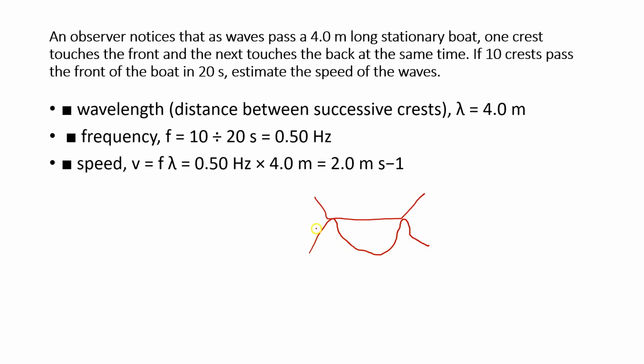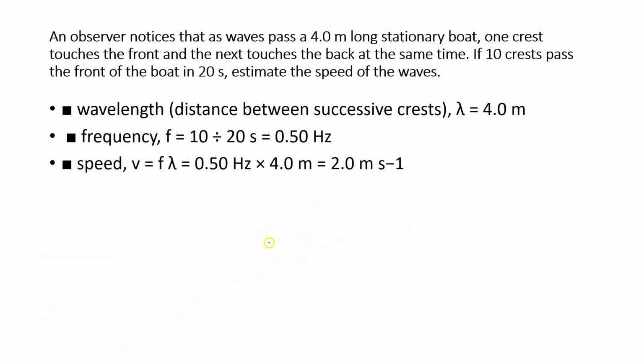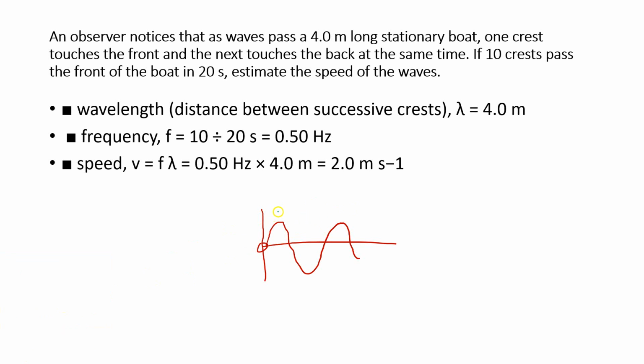Let me just draw the wave by itself first. So this is our wave oscillating like this. I'm drawing my axis like this. That's my 0 point. Now I'm going to draw the boat. So here's the boat. The boat is essentially like this.